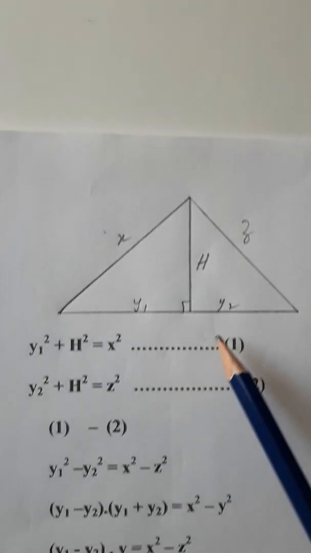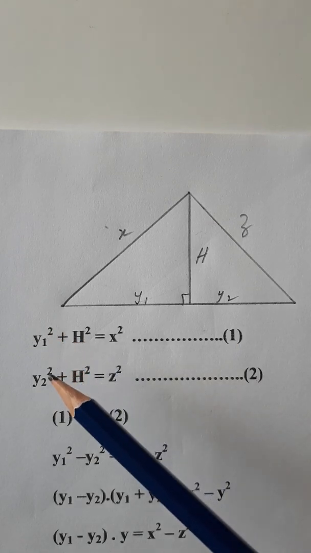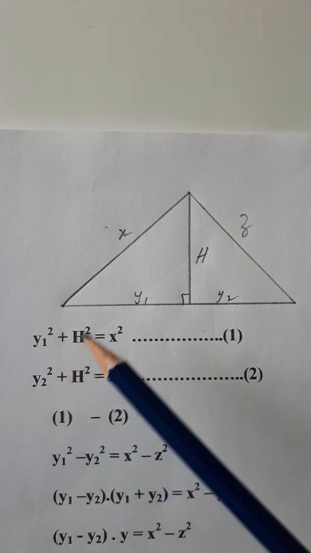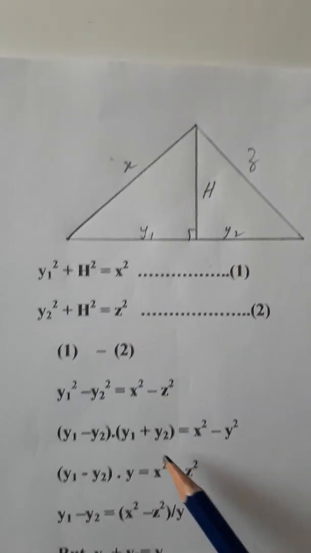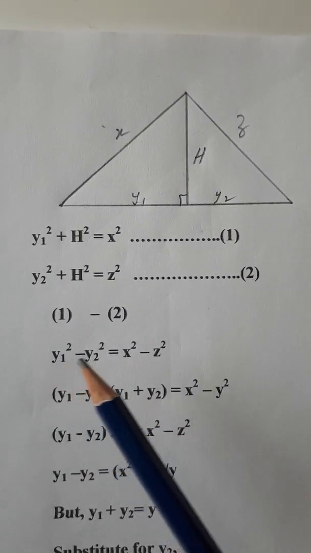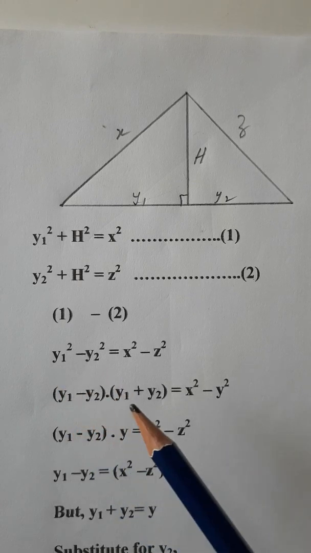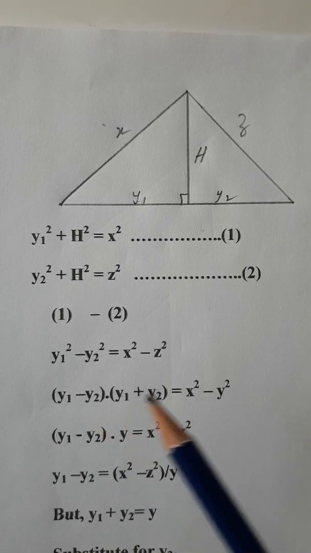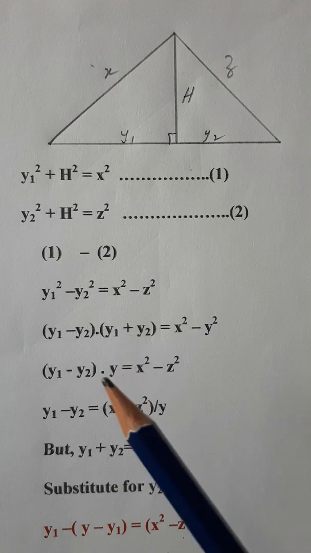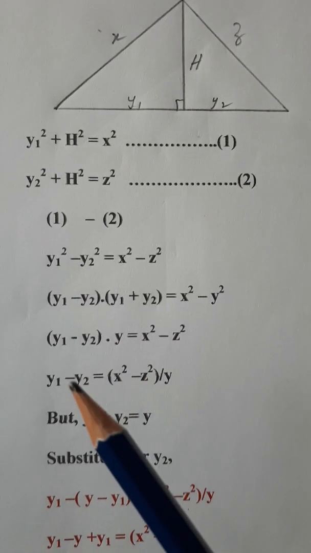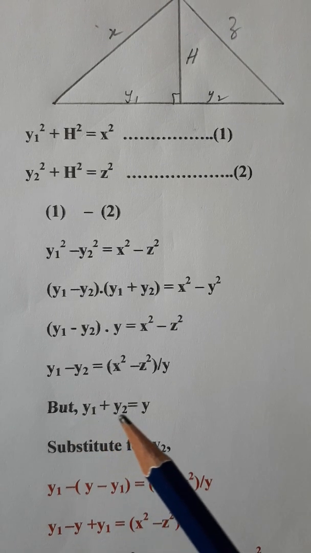Next step is you subtract 2 from 1. y1 squared minus y2 squared. h squared will cancel out like that. And after that, you can get the difference of squares here, only on this left side. Then instead of y1 plus y2, you can call it y. Now we have an expression for y1 minus y2. But y1 plus y2 is our y.